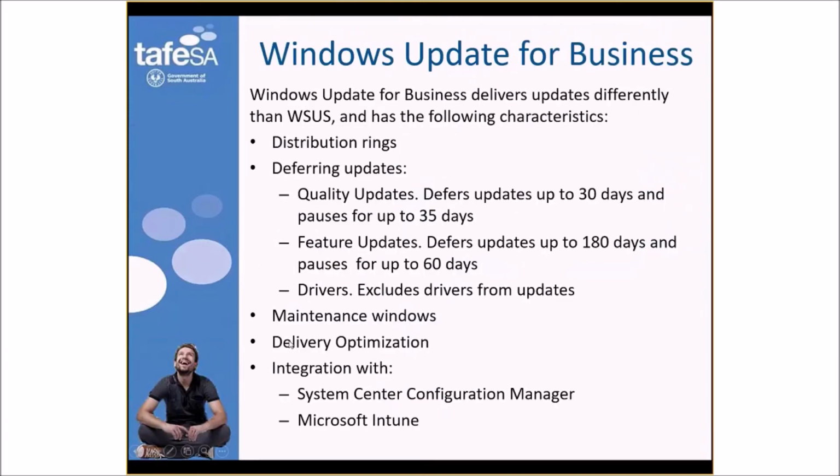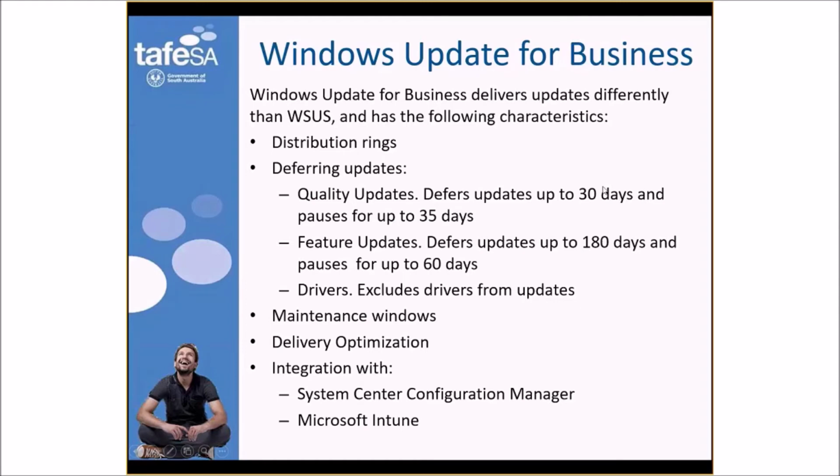So Windows Update for Business delivers updates differently than WSUS. This is another way. With Windows Update for Business, you have what are called distribution rings, and we can defer updates. Quality updates can be deferred for up to 30 days and paused for up to 35 days. Feature updates can be deferred for 180 days and paused for another 60 days. And drivers can be excluded from the updates.